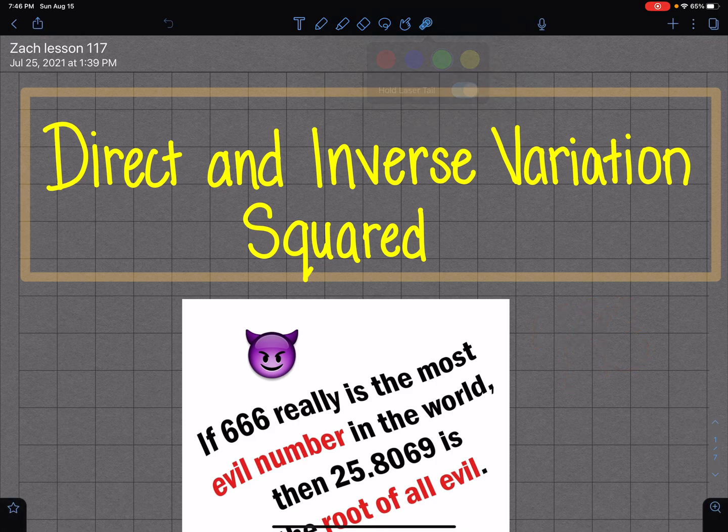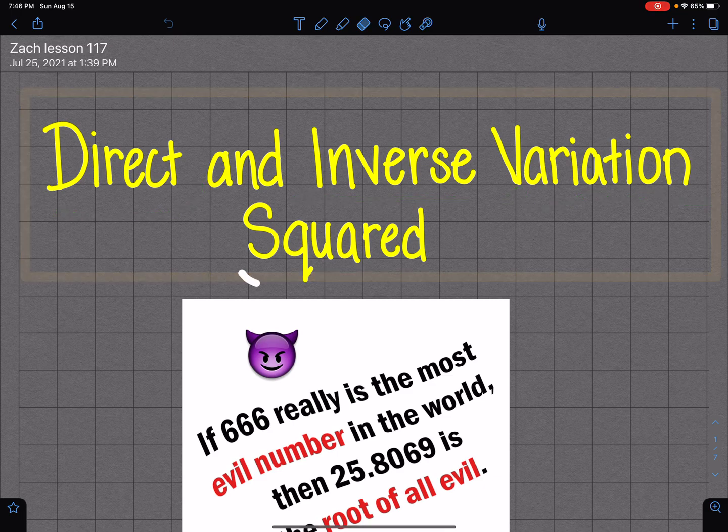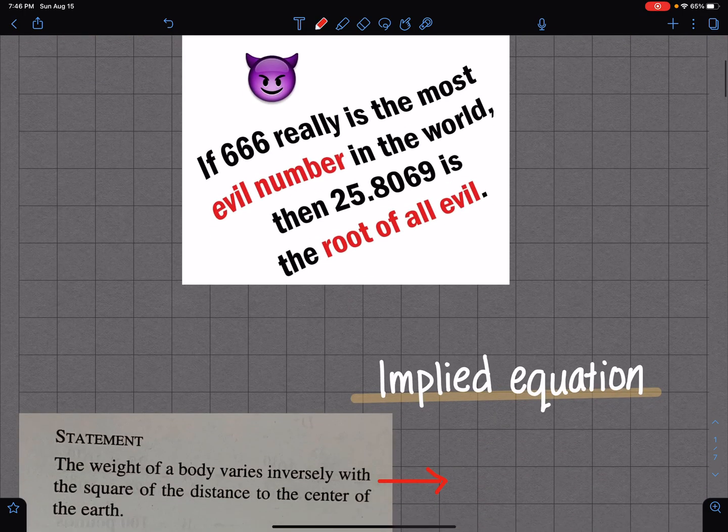We are going to go over direct and inverse variation. I know you're going to say, but we already did that. That sounds familiar. But squared this time. So we're going to square the amount of fun that we are having with this lesson, okay? All right, here we go.